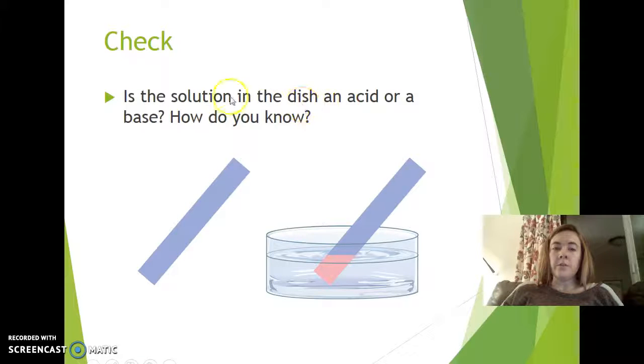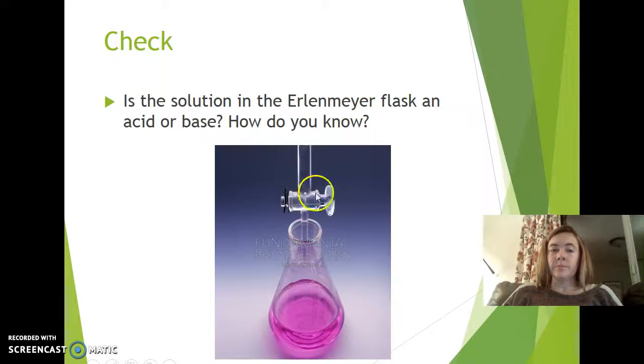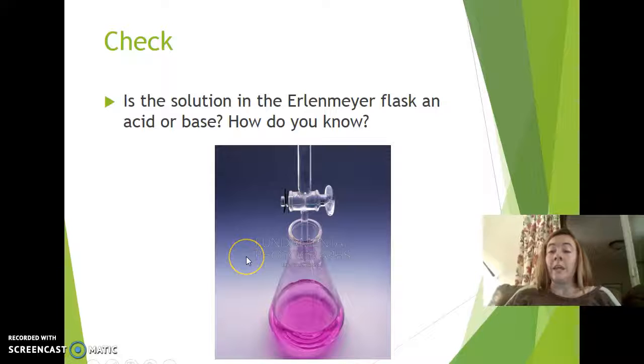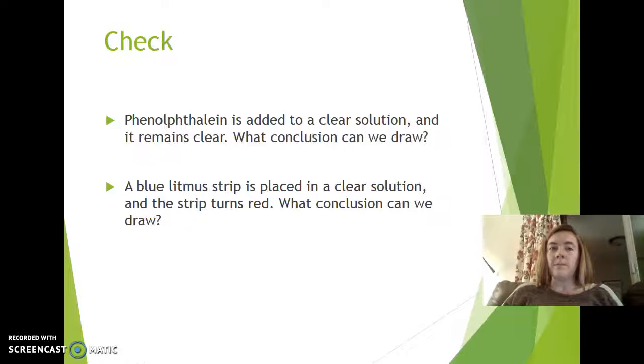Okay, here, do yourself a little check. Is the solution in the dish an acid or a base? How do you know? Take a moment and think about it. You should have said that it was an acid because you're taking your blue litmus paper and turning it red. Is the solution in the Erlenmeyer flask an acid or a base? How do you know? You should say that it's a base because it's turning phenolphthalein pink. Phenolphthalein is pink in bases.